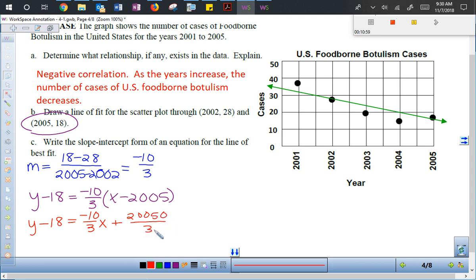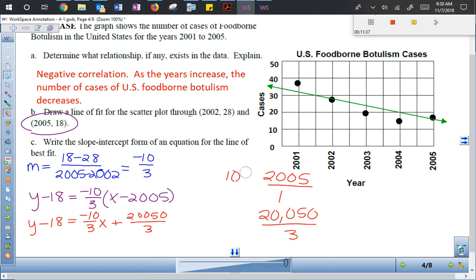Now, some of your calculators might not have been as nice as mine. Some of your calculators might not have turned that into a fraction. So I'm going to remind you quickly how to multiply them together if you want a fraction as a result, and your calculator won't do that. If you're taking 10 thirds times 2005, that's the same thing as 10 over 3 times 2005 over 1. You'll just take numerator times numerator and denominator times denominator. So 10 times 2005 gives me 20,050, and 3 times 1 gives me 3. And you know that can't simplify since your calculator wouldn't give you a fraction.